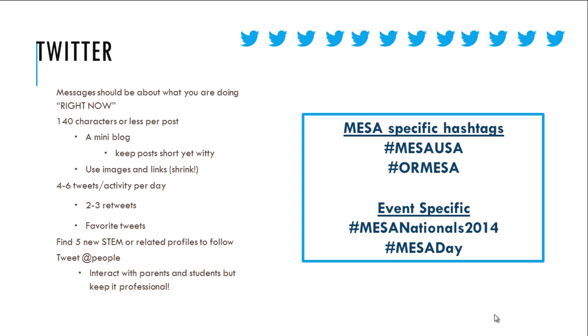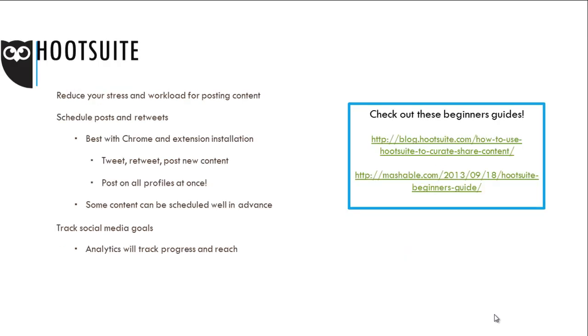It helps to use lots of images and links in your posts. Your profile should have 4 to 6 new activities per day. This includes 2 to 3 retweets and favoriting tweets. Try to find 5 new STEM-related profiles to follow every day to help build your reach.